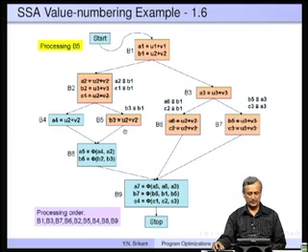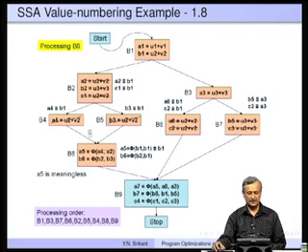Then we come to B5. Here we find U2 plus B2, B3 is equivalent to B1. So, this is deleted. Here in B4, A4 is equivalent to B1. So, this is also deleted. Then we come to B8.